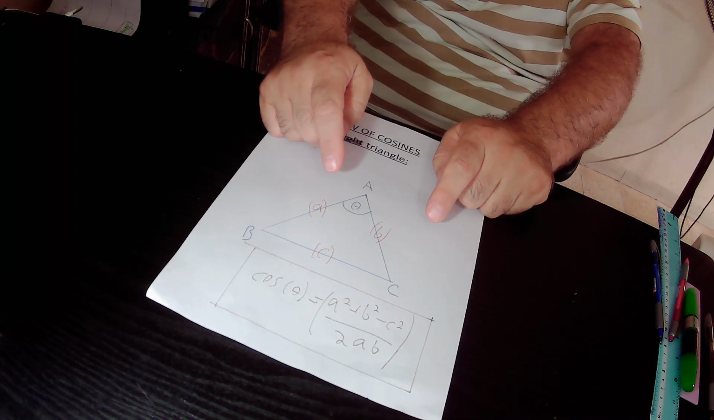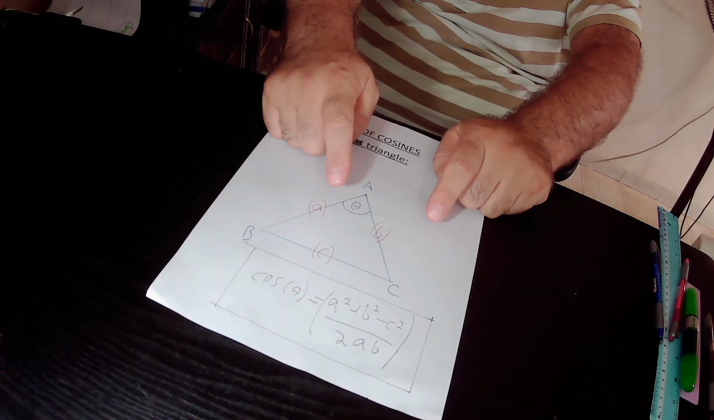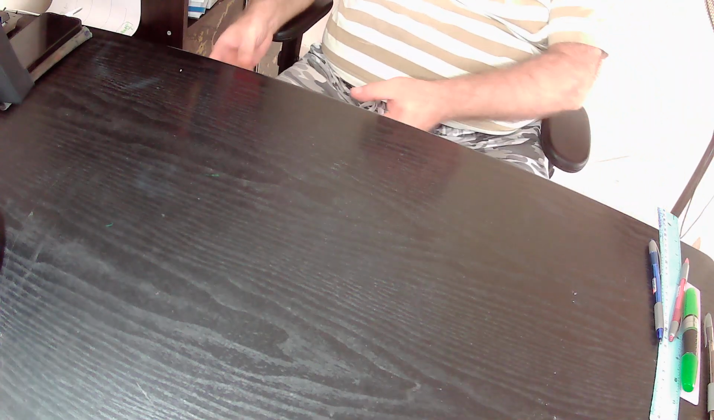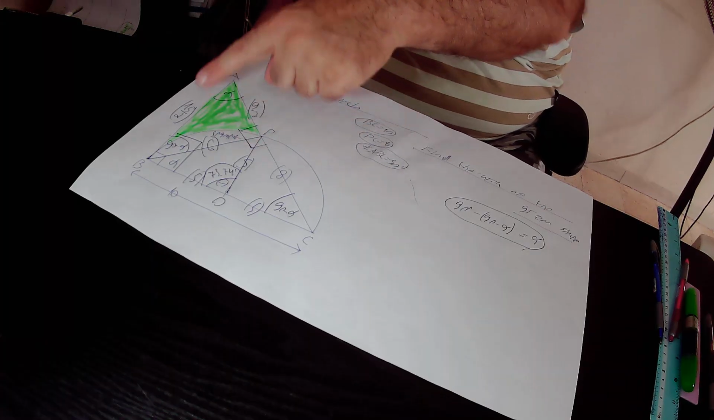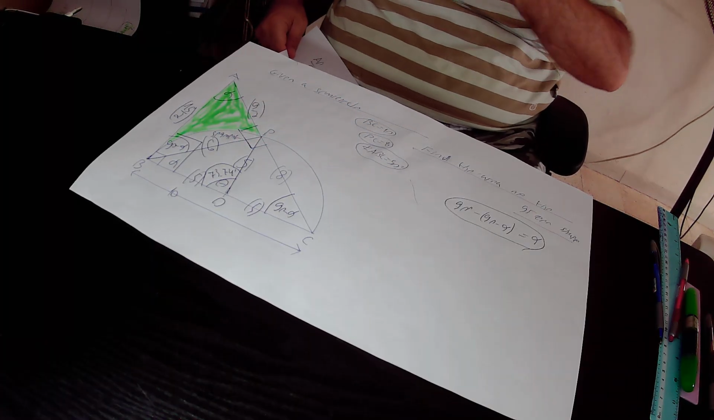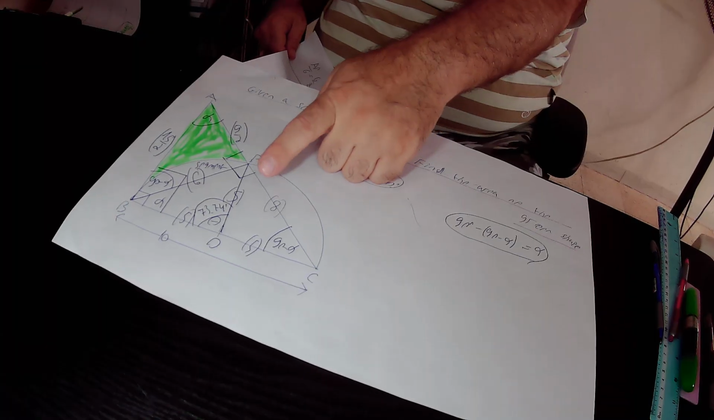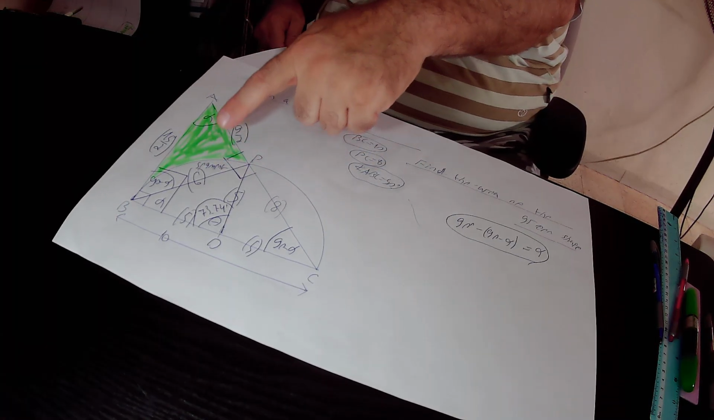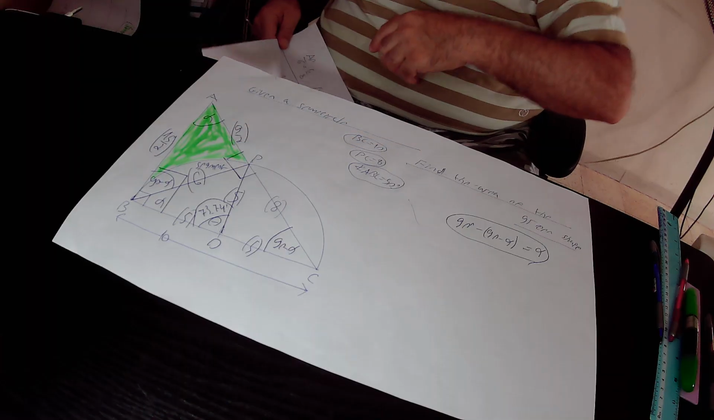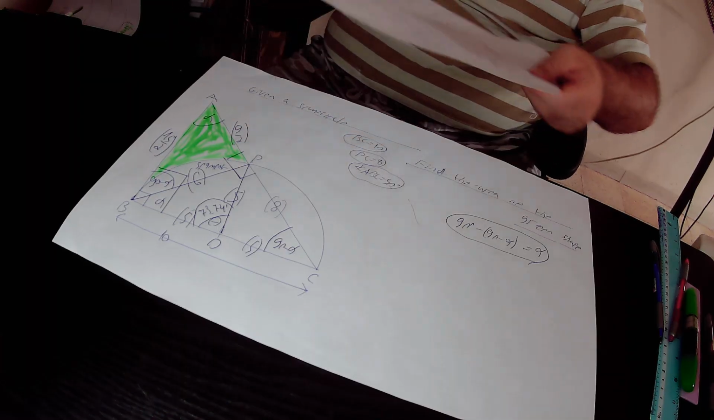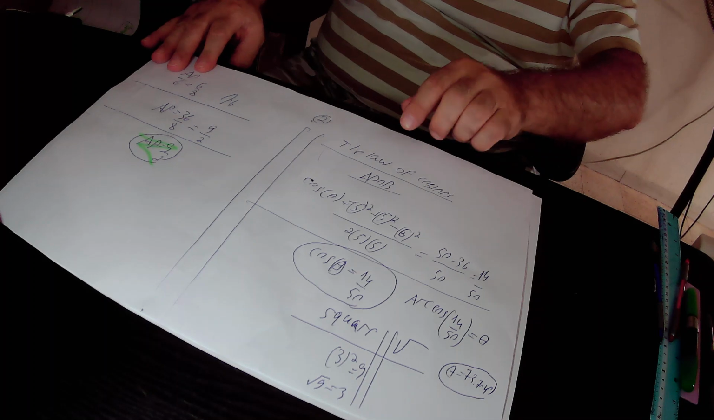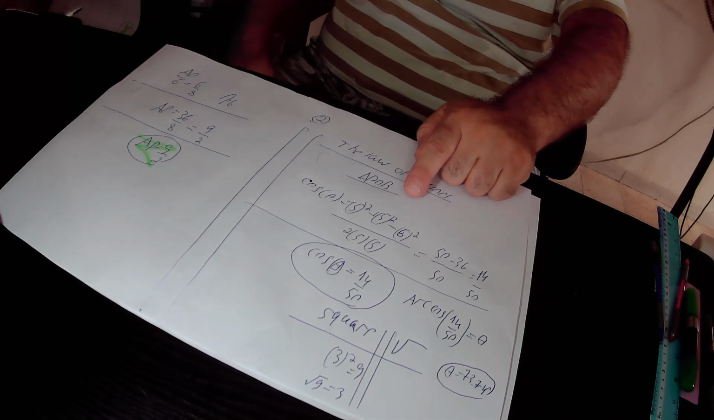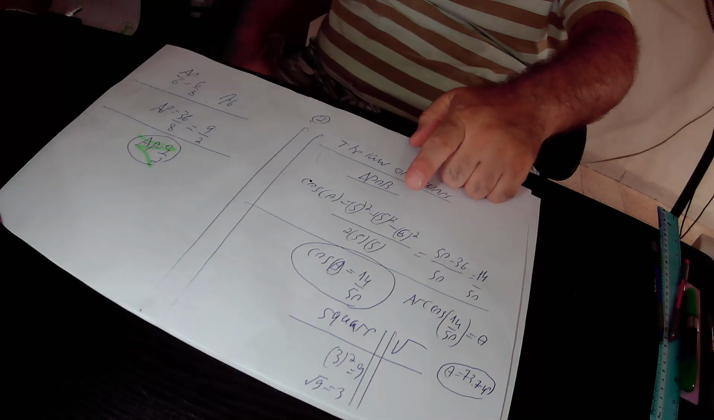2 times a times b. Again, cosine theta equals a square plus b square minus c square over 2 times a times b. So if we implement the law of cosines in this triangle POB, cosine theta equals 5 square plus 5 square minus 6 square over 2 times 5 times 5.